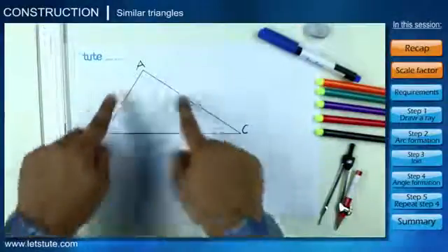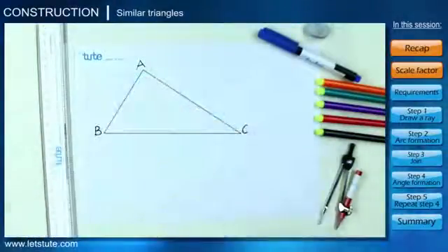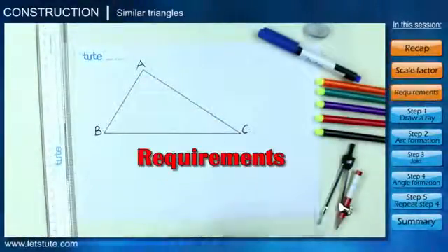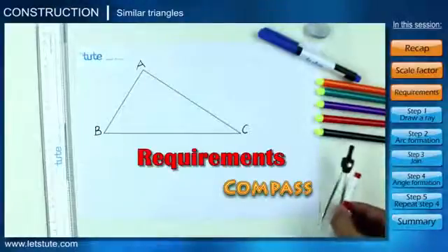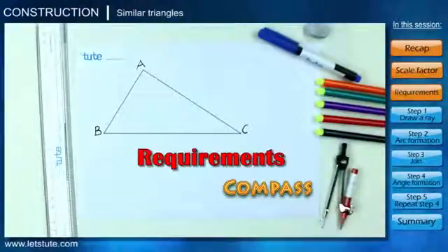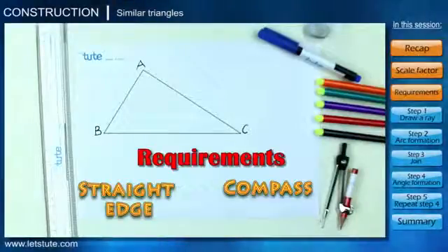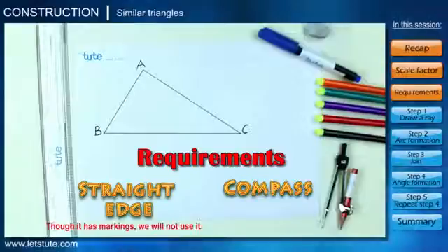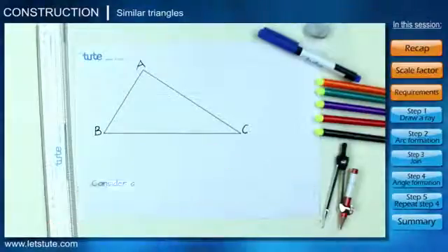So, for the construction of a similar triangle, we will have certain requirements. The first requirement will be a compass, which is the name for a geometrical instrument. Do not confuse it with the one we use for following directions. And we will also require any kind of instrument that will just help us to draw straight lines, and it will not have any markings on it. For example, a straight edge.